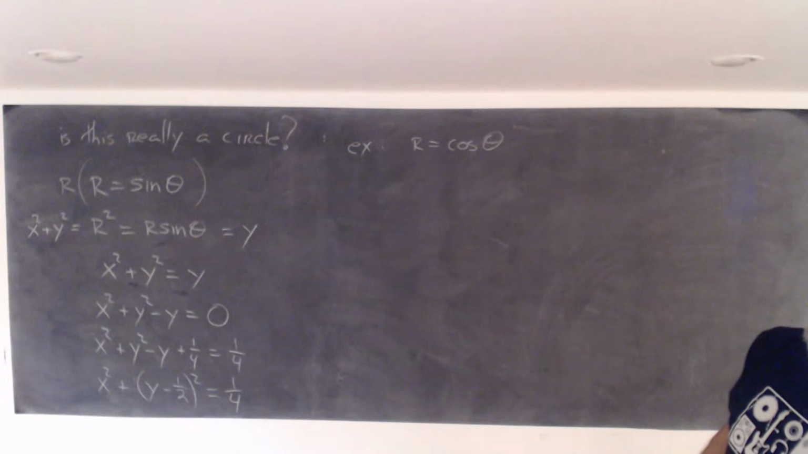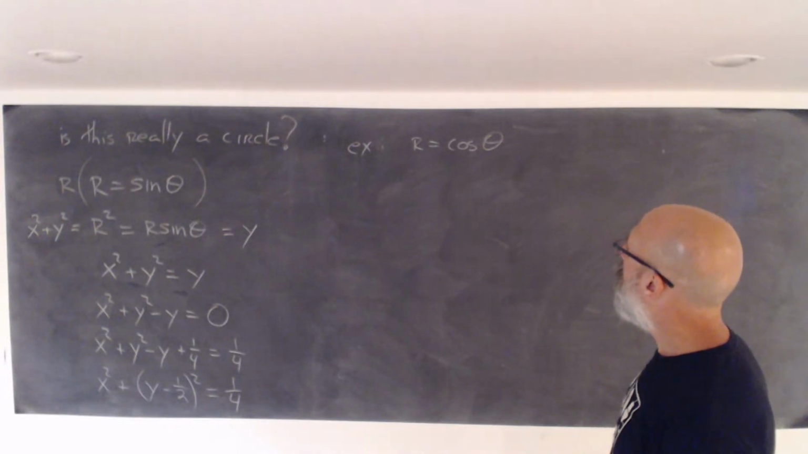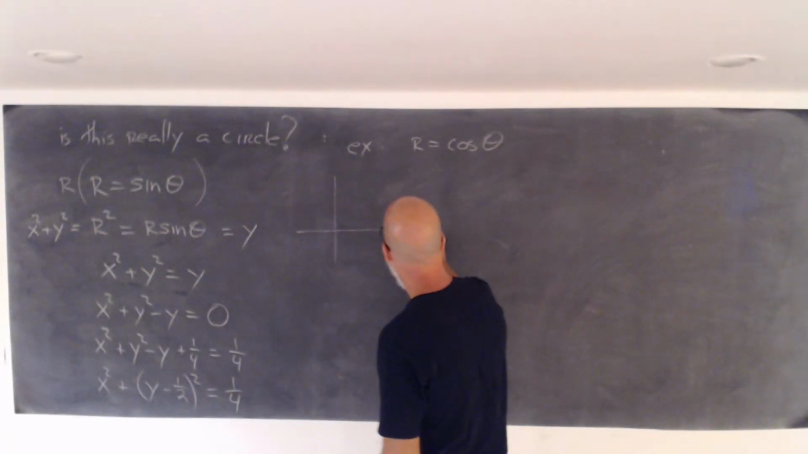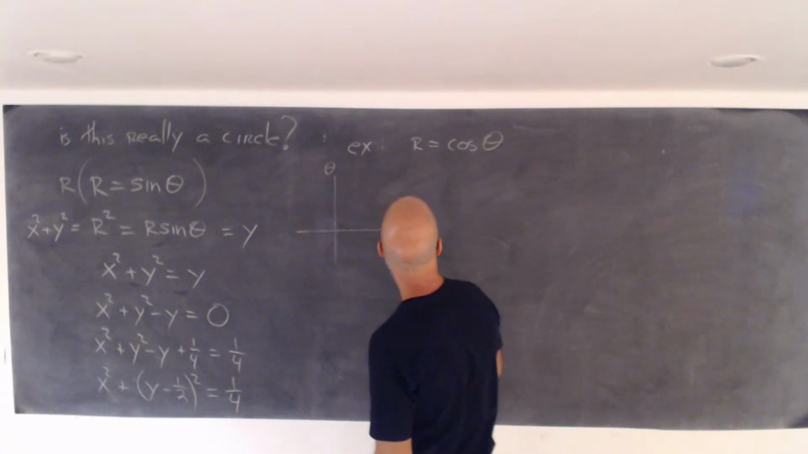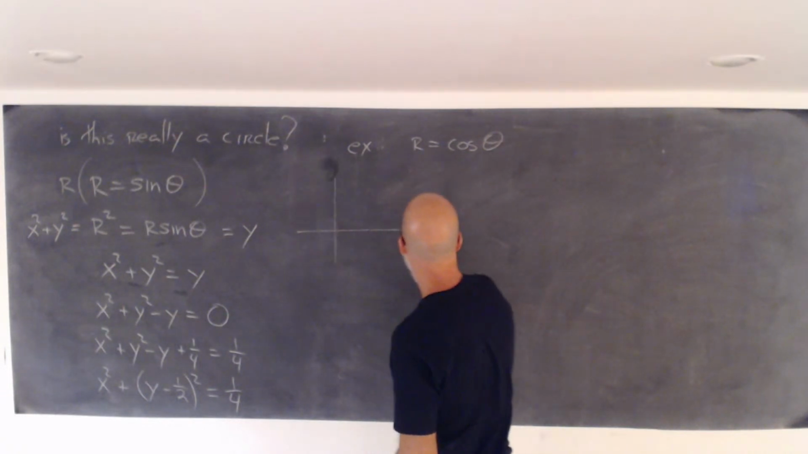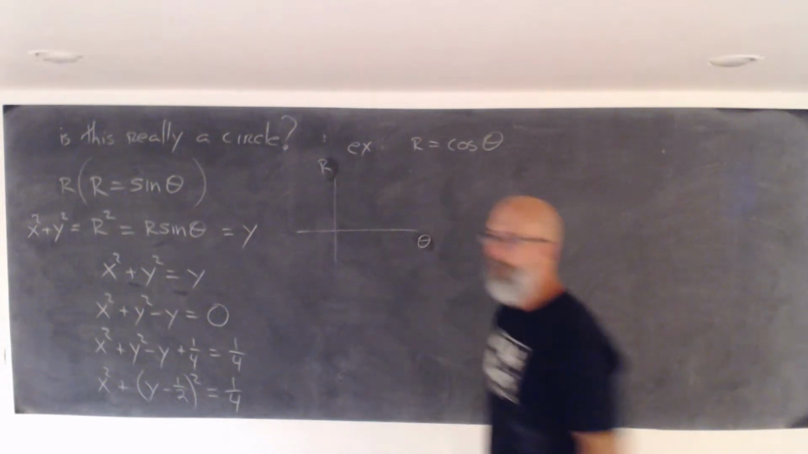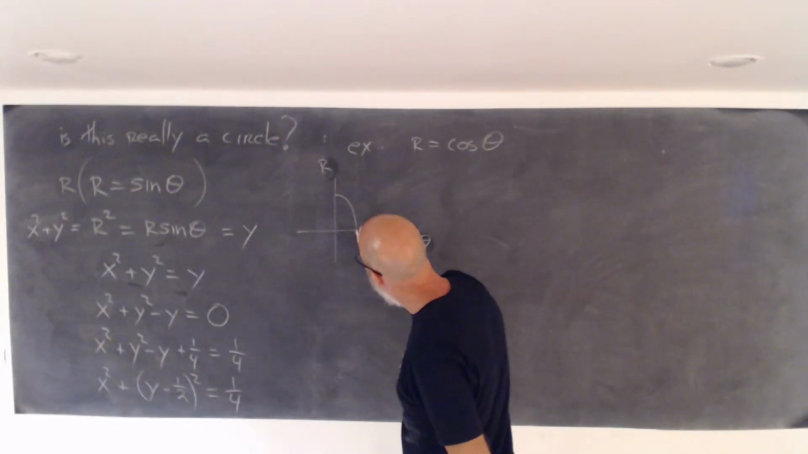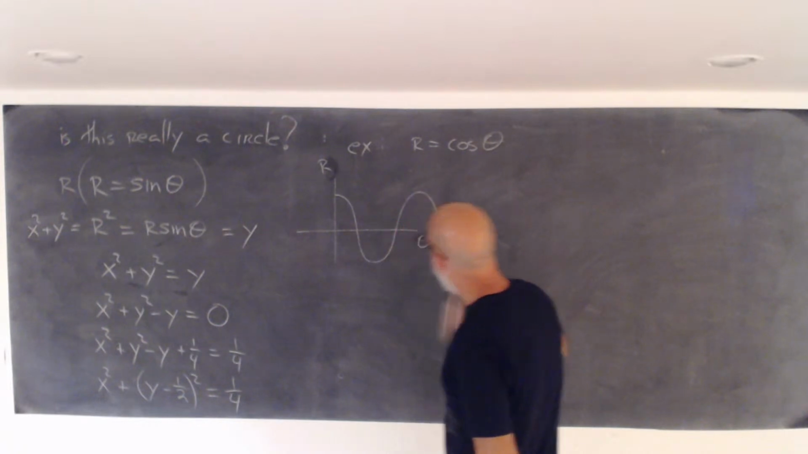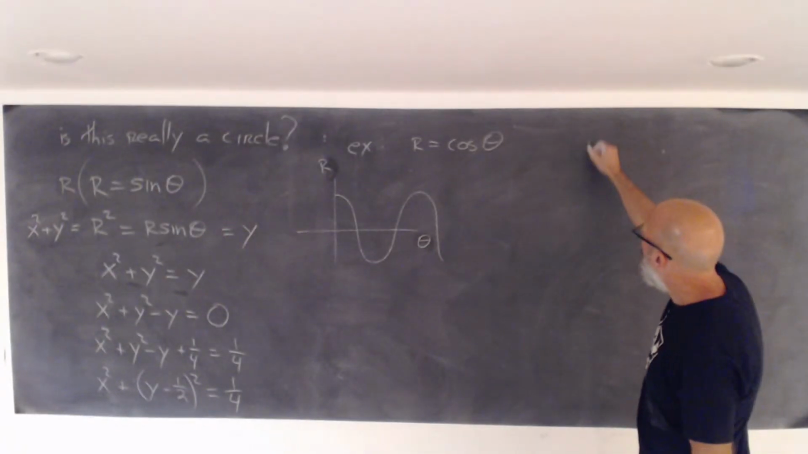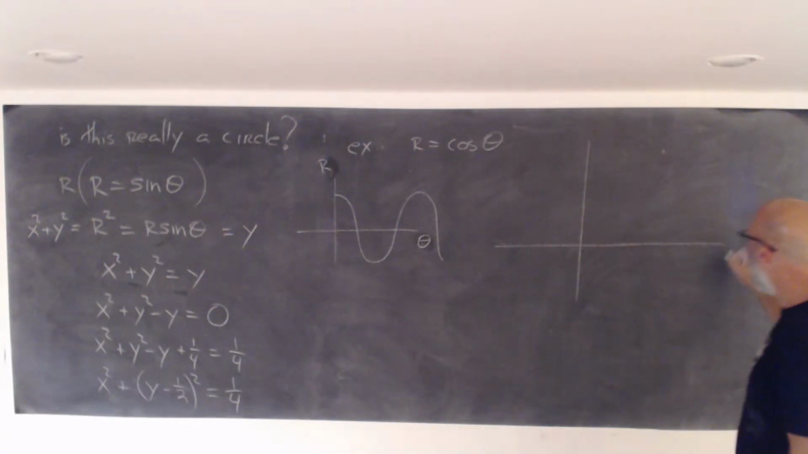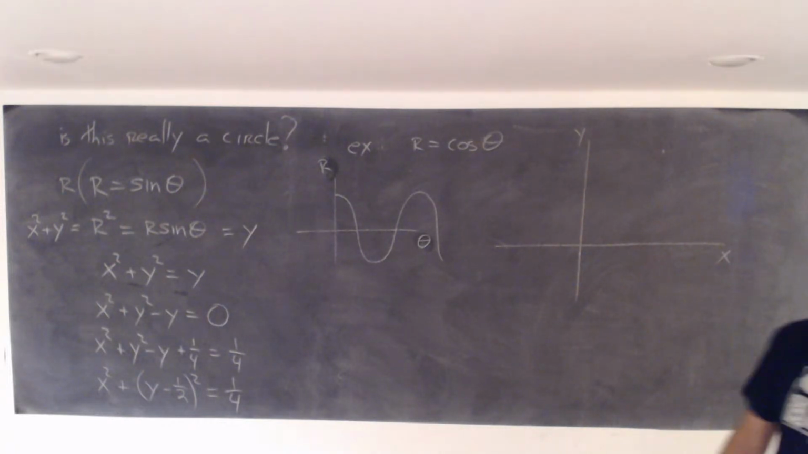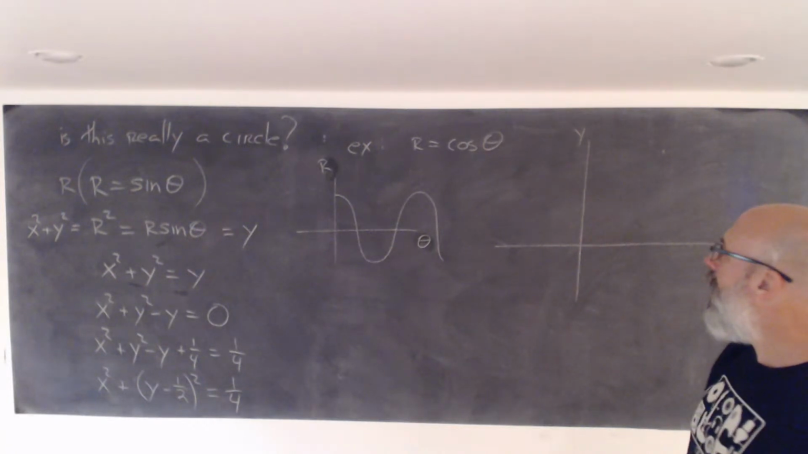R equals cosine theta. You know what's happening, right? First, let's draw it in the theta r plane. You know what cosine looks like. It starts at 1. And so on and so on. We're going to translate that to the x y plane.